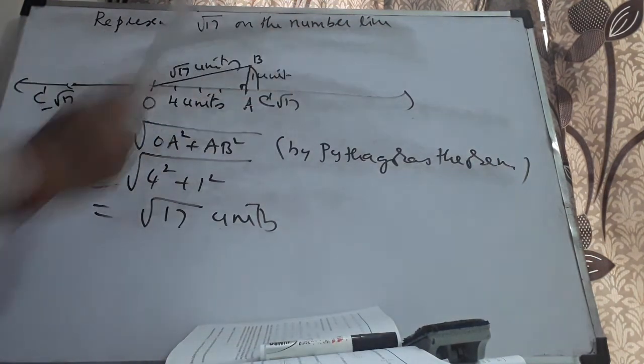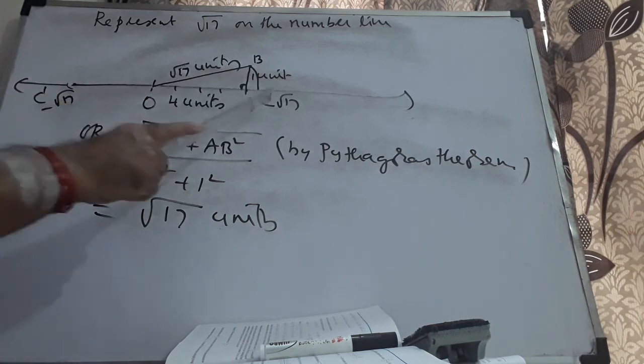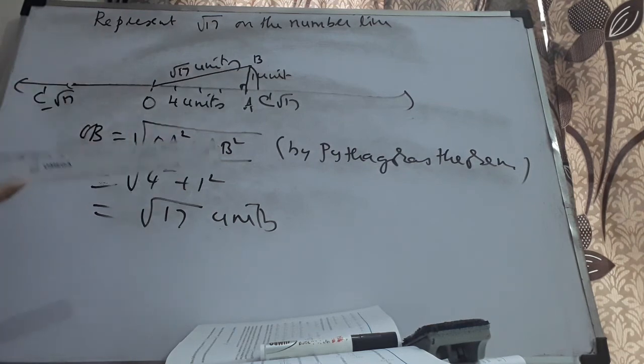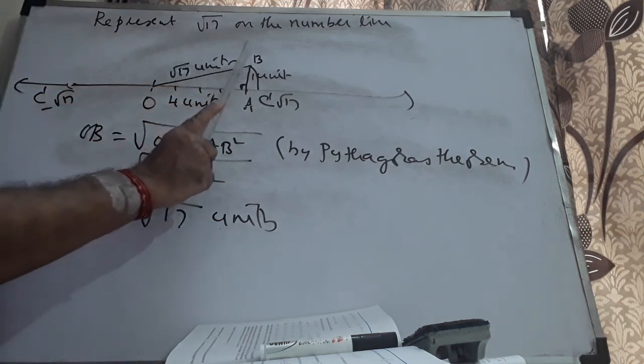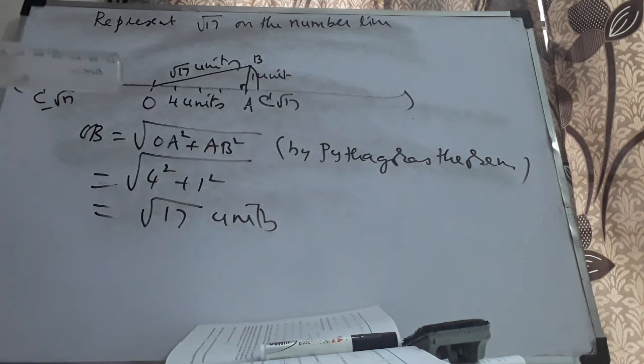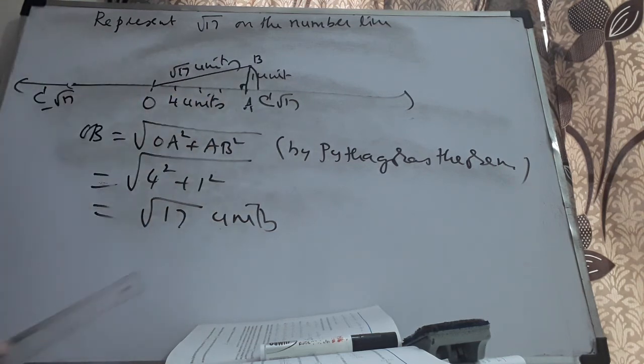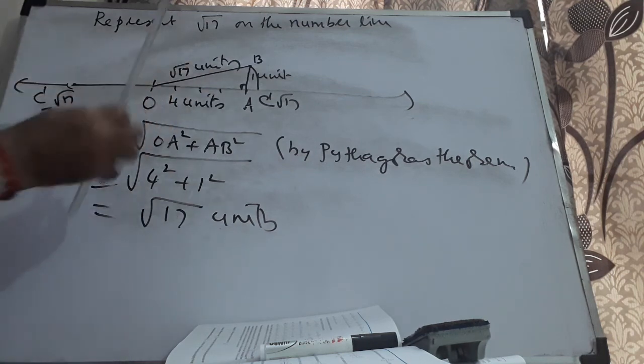Represent root 17 on the number line. Draw real line, mark point O that represents 0. Towards the right of O, I mark point A so that OA is equal to 4 units, 1, 2, 3, 4. In terms of centimeters, maybe 1 centimeter I can take. Take point B so that AB is equal to 1 unit perpendicular to OA or the real line. Draw OB. Now OB is root of OA square plus AB square, using Pythagoras theorem in this right triangle, which is root of 4 square plus 1 square, which is root 17. Therefore, this length is root 17.